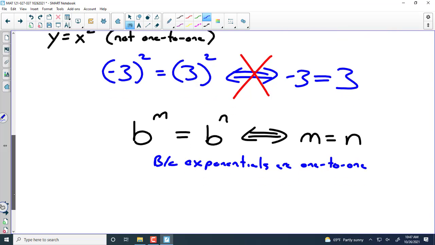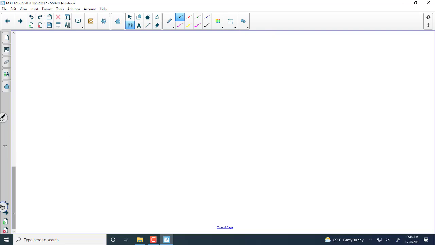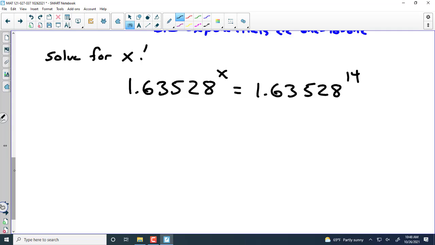Okay, so we're going to use this to do something that we've been doing for years. Solve for x. This has been haunting you ever since you started algebra, and we're going to use this right now. But don't let this spook you. Once you get the hang of this, it is almost as quick as you want it to be. For instance, 1.63528 to the x equals 1.63528 to the 14. What does x equal, everyone? 14, just like that. I don't care how nasty the base is.